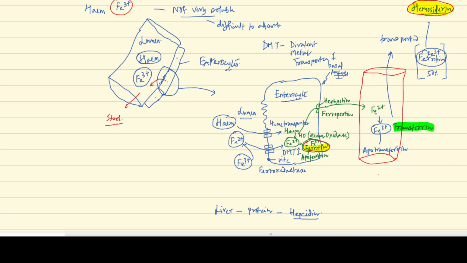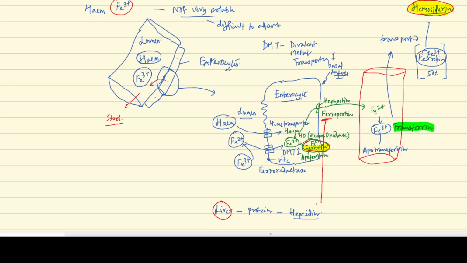When the iron stores in the body are full, when the body doesn't need much iron, the liver produces lots of hepcidin. And this hepcidin will inhibit the ferroportin transport system. If it inhibits ferroportin, more iron doesn't reach the blood. When does that happen? When the body has enough stores of iron.